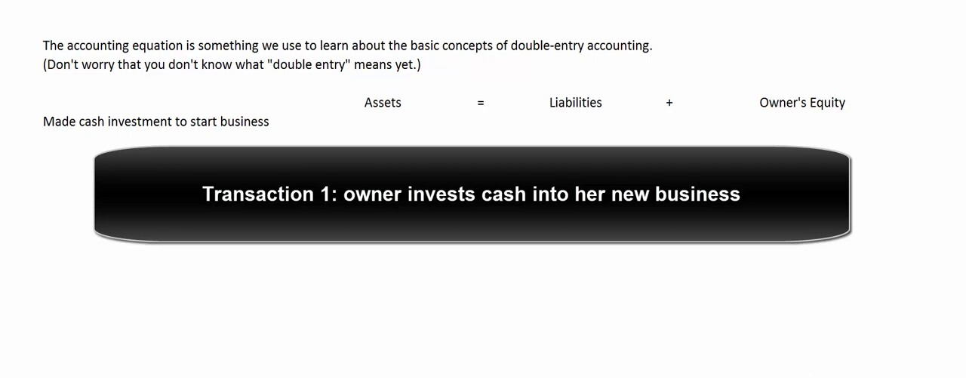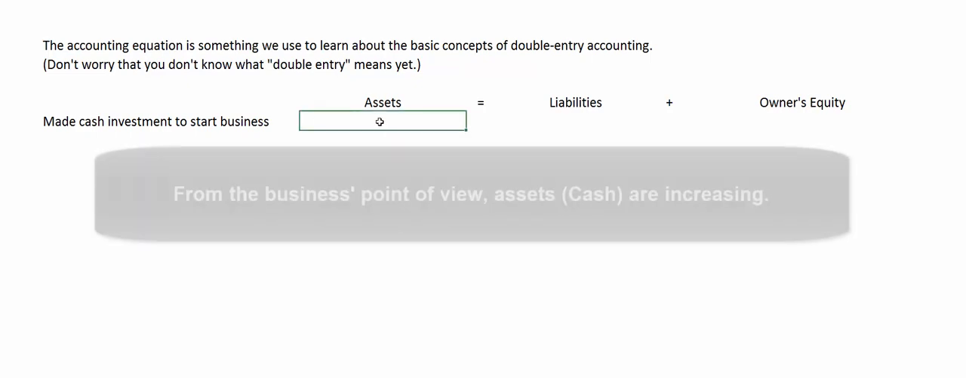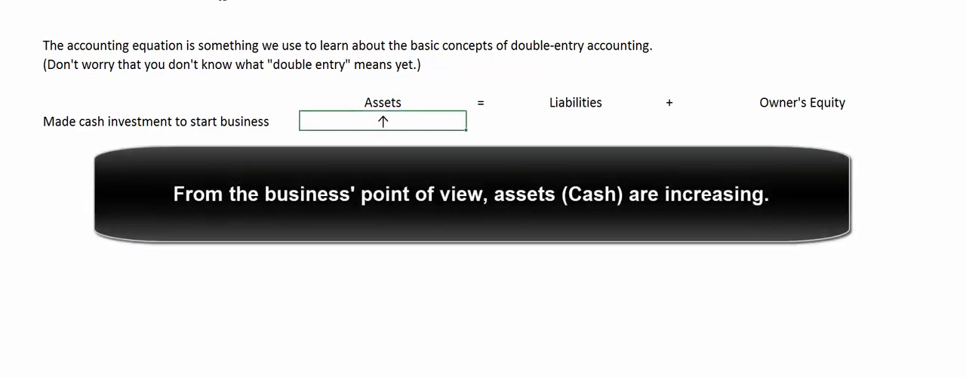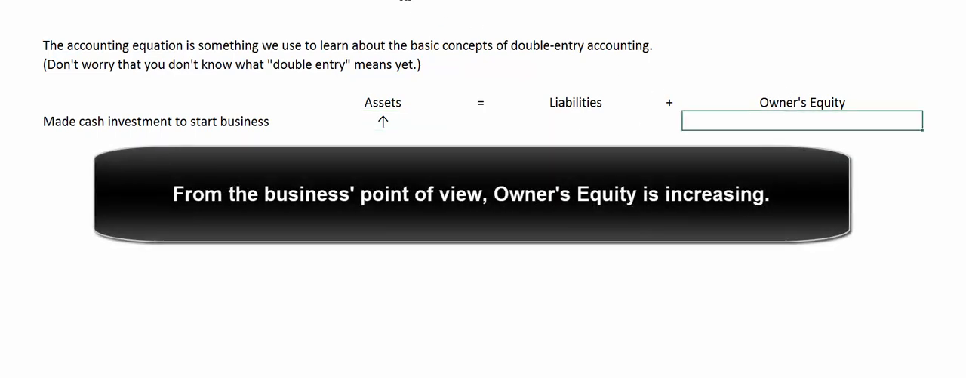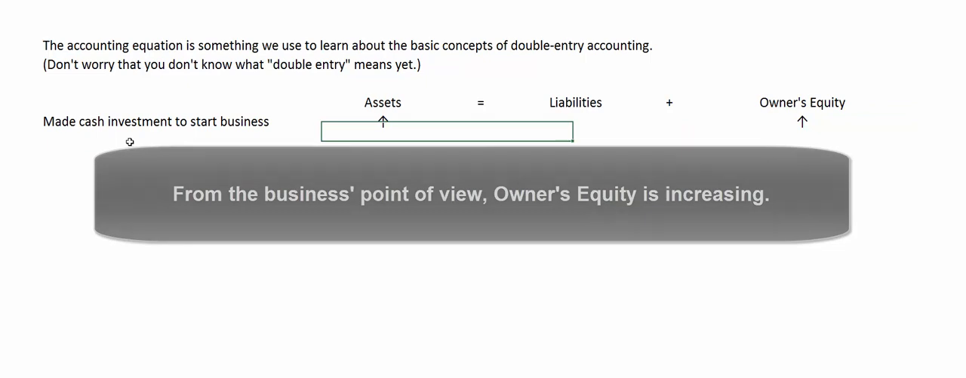So let's say that the owner invests cash to start the business. What's happening to assets? Assets are going up. Cash is an asset, so it's going up. What's happening to liabilities? Well, we don't owe anybody on the outside this money. It belongs to our owner. So remember, when the owner puts cash or assets in, owner's equity increases.